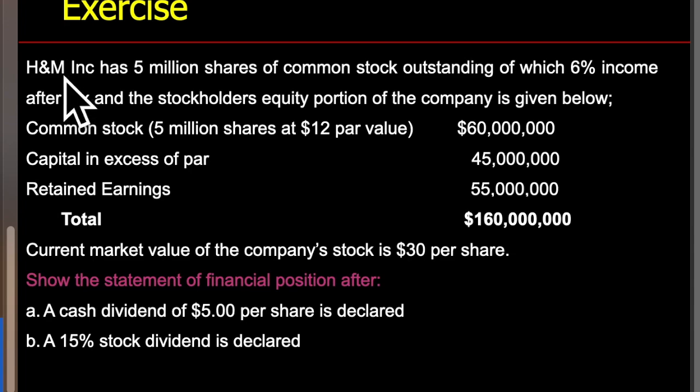Do this. H&M Inc. has 5 million shares of common stock outstanding, of which 6% is income after tax, and the stockholders' equity portion of the company is given below. Okay, we have 5 million shares. Out of the 5 million, 6% is the income after tax, which will give us about 300,000, right? So that is the net income after tax.